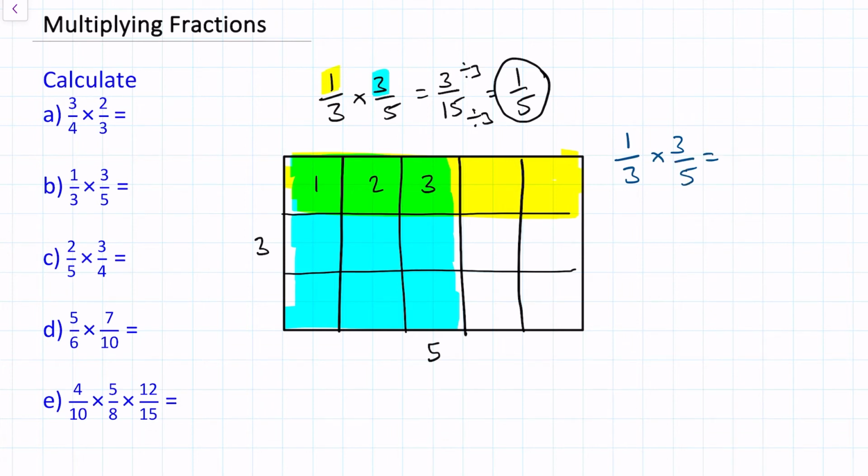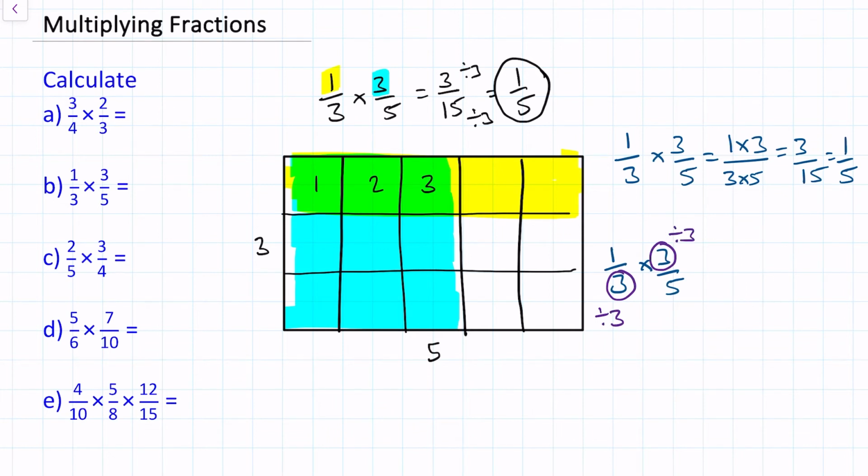We multiply the numerators, so 1 times 3 to make 3, over, you multiply the denominators, 3 times 5, so 3 over 15. And again, you can simplify that to make 1/5. So the final way is to simplify the question rather than the answer. So 1/3 times 3/5. You can see that this numerator and this denominator share a common factor of 3. So now we have 1 over 1 multiplied by 1 over 5, so 1/5.